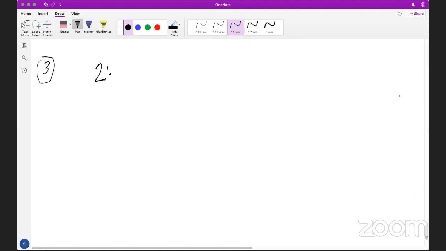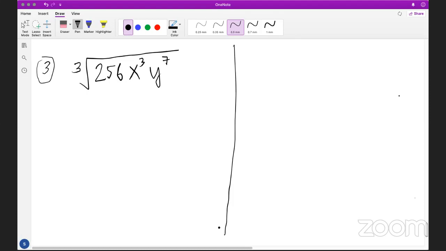If we have 256 x cubed y raised to 7, and then you're gonna get the cube root of that. Okay, we have two ways to solve this. One, you can make it a rational expression, or two, you can prime factorize it right away. So here, what is the prime factorization of this? 256, that's actually 2 raised to 8, times x cubed times y raised to 7.